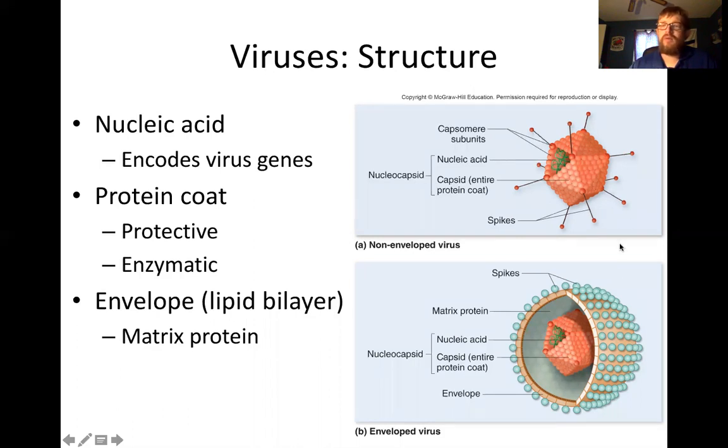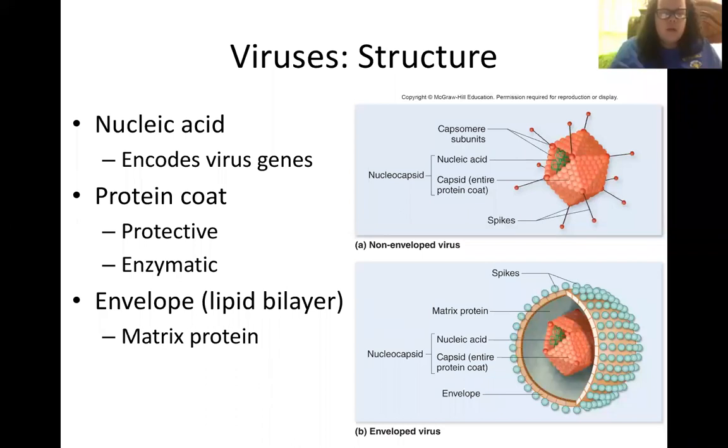Does anyone have a guess, or does anyone who has learned about viruses before know, what the spikes are for? What do you think the spikes are important for when it comes to a virus? Do they help the virus adhere to the cell, like outside of the cell? Yes, perfect, right? So the spikes are what allows the virus to attach to its target, right?